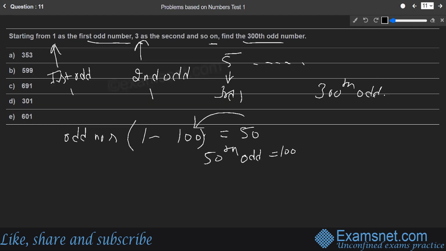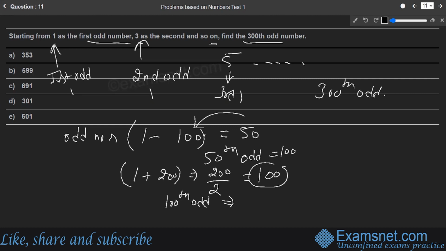Similarly, if you want to know 1 to 200, how many odd numbers are there? It is again 200 divided by 2, that is nothing but 100. So there are 100 odd numbers between 1 to 200. So the 100th odd number should be one less than 200, that is 199. Clearly the 50th odd number was not 100; it was one less than 100, that is 99. This is how it is.